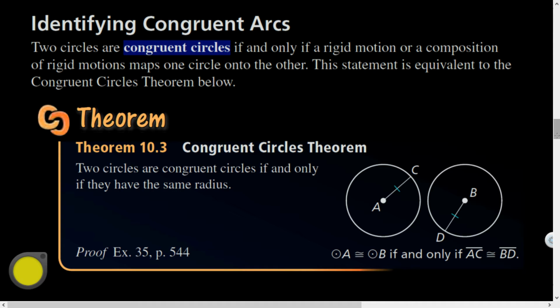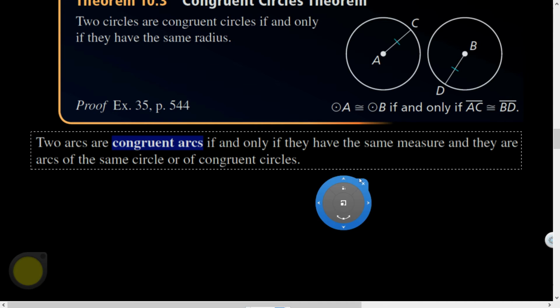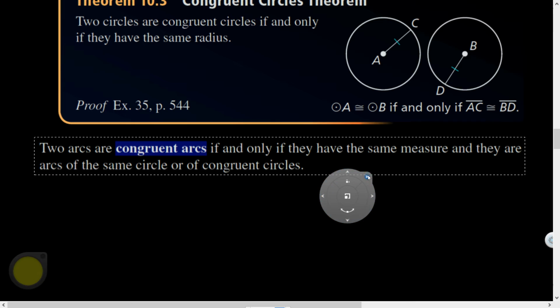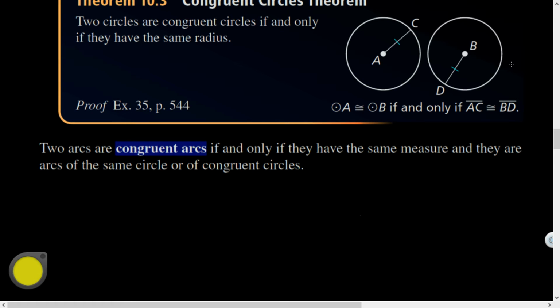Let's see. Lots of little facts today that aren't really difficult. They're just a lot of them. Two arcs are congruent if and only if they have the same measure and they are arcs of the same circle or of congruent circles.